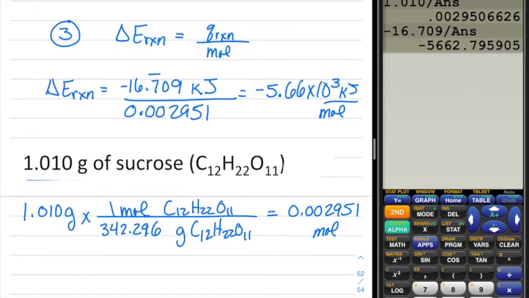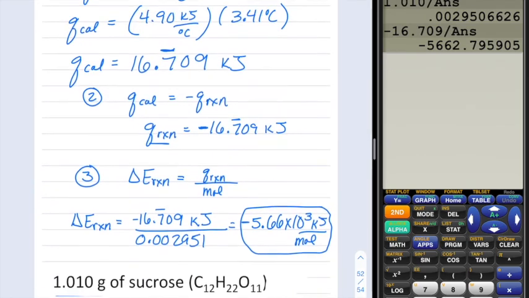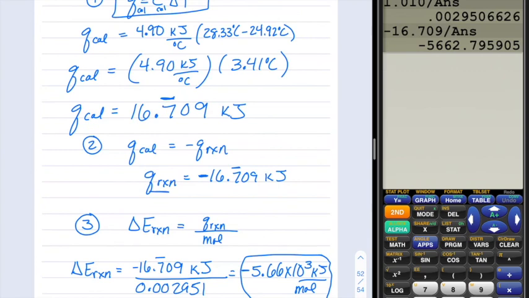All right, so questions about anything that we've done here? All right, so this is our final answer right here. This is our delta E. So remember, for your final answer for any bomb calorimetry problem, it's got to be negative. These are all exothermic reactions. You have a bomb, it's going to explode, it's going to give off heat and energy. All right. But questions about anything that we did here for the bomb calorimetry?